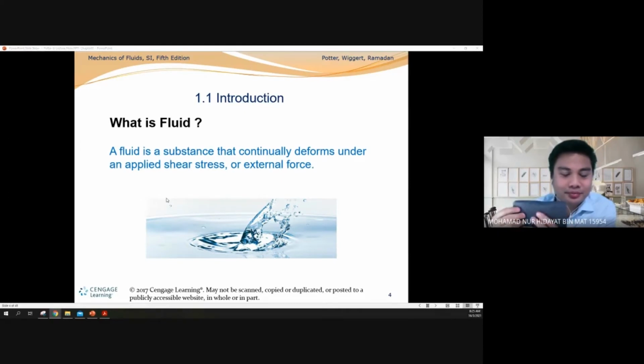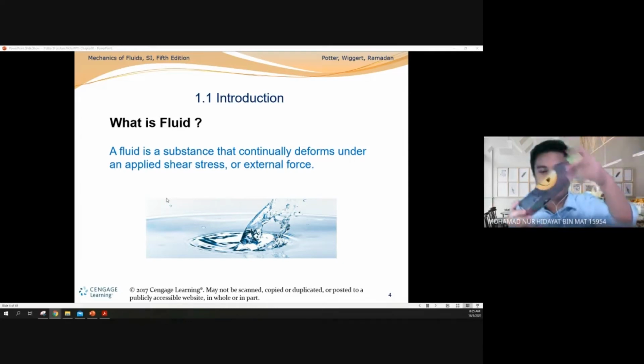Anyone? When you try to move, you try to push. No, because this is solid. The particle will not deform, so we call it not a fluid. For example, we have water. Inside the water, we try to apply an external force and the water will deform continuously. That is why we call it a fluid.